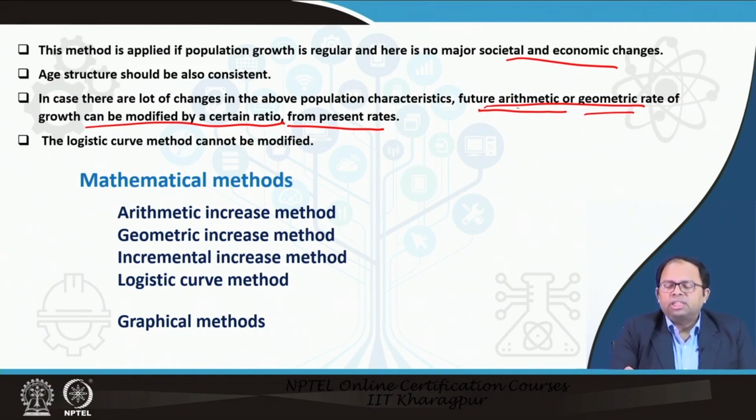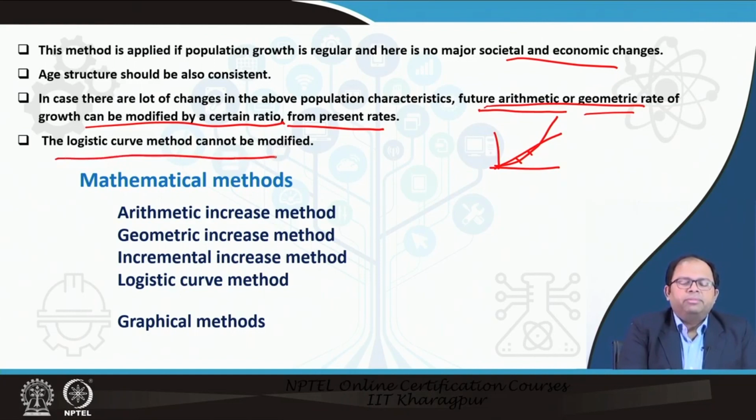So, instead of the logistic curve, we can use a linear increase rate or a geometric increase rate like this, and we can say that in future years the geometric rate that we estimated for previous years can also be increased by a certain ratio. But the problem is that in the logistic curve method, we cannot modify the particular rate.